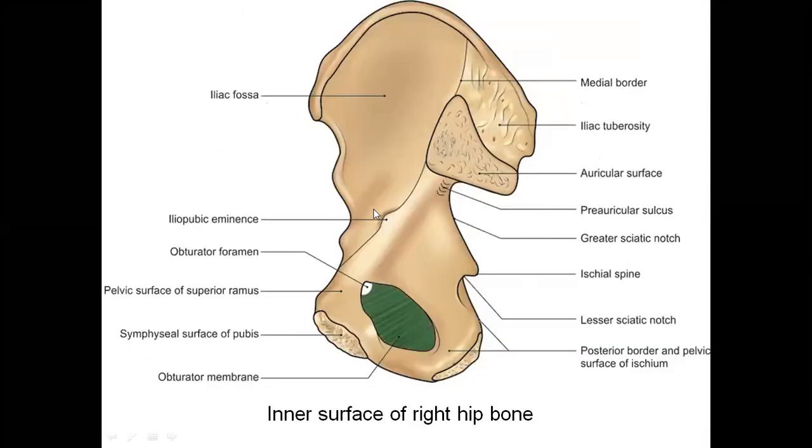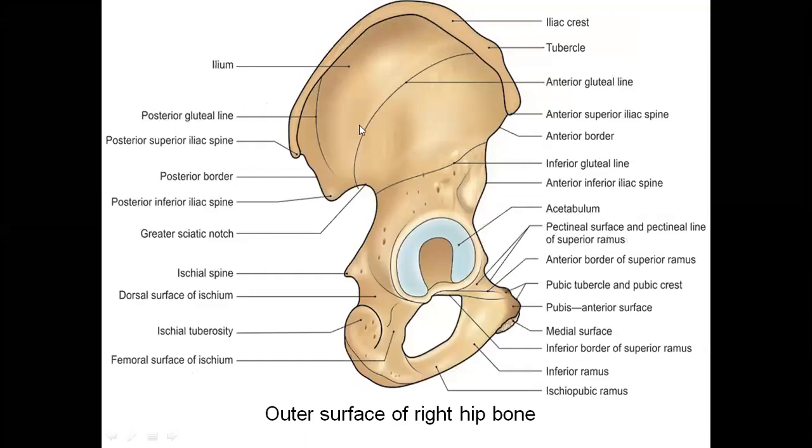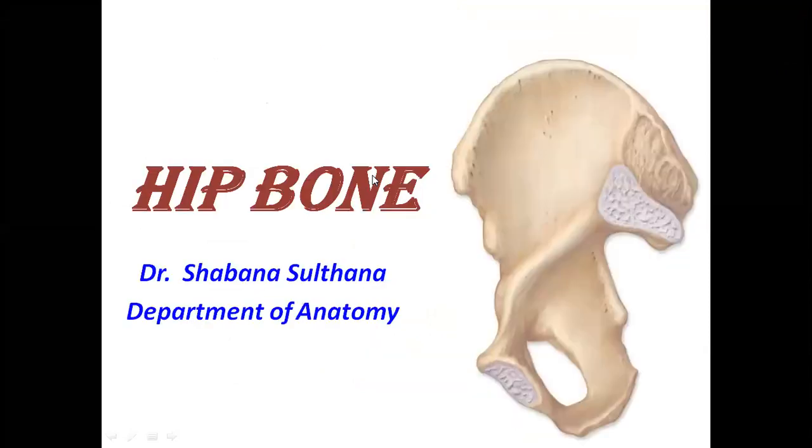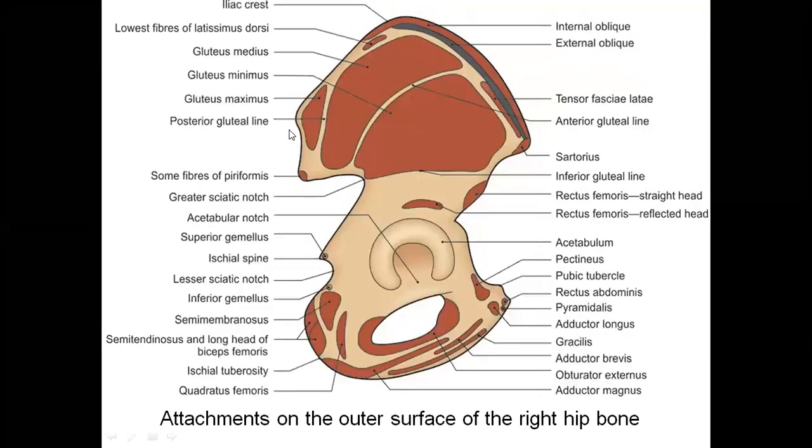Once you know the borders and surfaces, we will also try to see the attachments now. Between the posterior gluteal line and the posterior border, gluteus maximus takes its origin. Between the posterior and anterior gluteal lines, gluteus medius takes its origin. Between the anterior and inferior gluteal lines, gluteus minimus takes its origin.